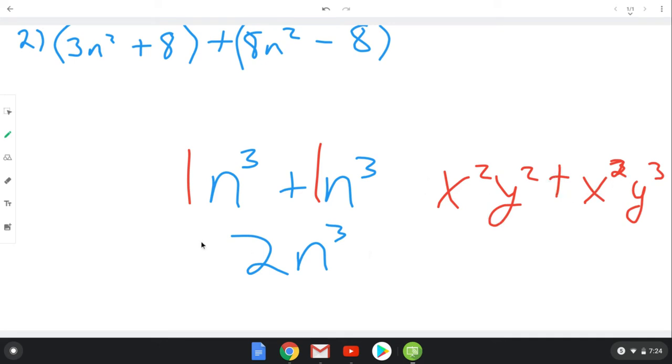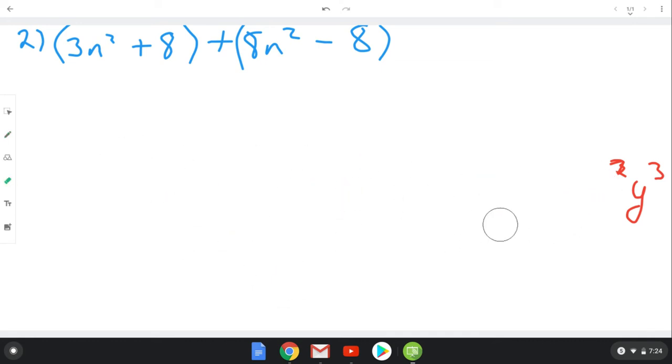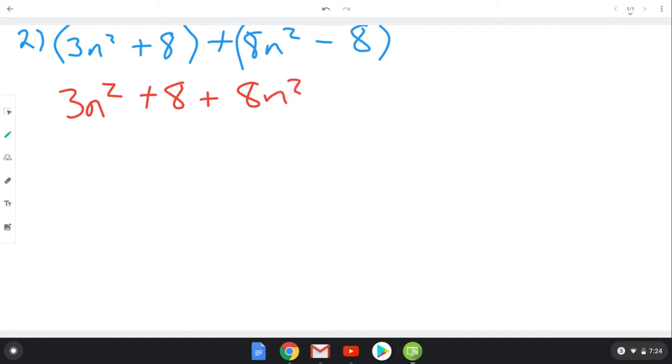All right. So that being said, let's actually go ahead and do the example. When we have addition and we have parentheses here, if there's nothing being multiplied and there's no power out here, those are the things we need to look for: things being multiplied and powers outside the parentheses. If there's nothing like that and it's addition, I can just go ahead and drop the parentheses and it won't change the meaning. So this is 3n squared plus 8 plus 8n squared minus 8.